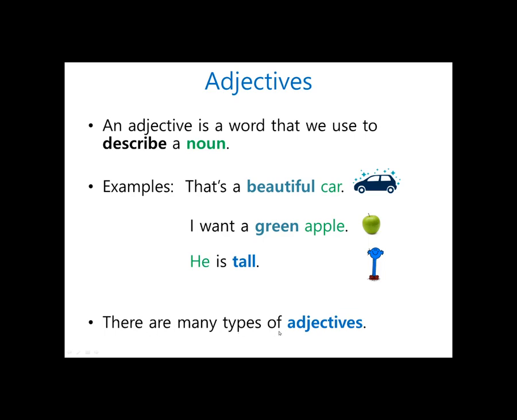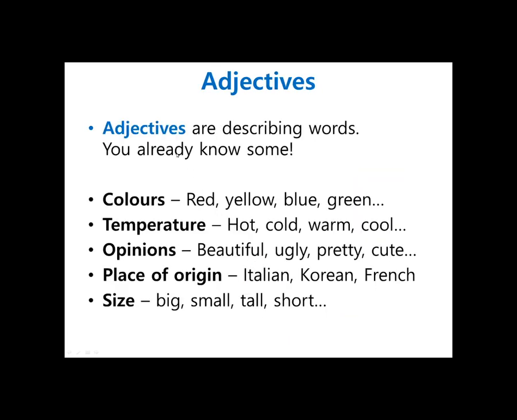Okay, there are many types of adjectives. So here we have an opinion, acting as an adjective, a color, a description of someone, their size. So let's have a look. You already know some types of adjectives. So colors: red, yellow, blue, green, pink, purple, black, white. Colors can be used as adjectives to describe something. Okay, a red apple, a yellow ball, a blue book, some green shoes.